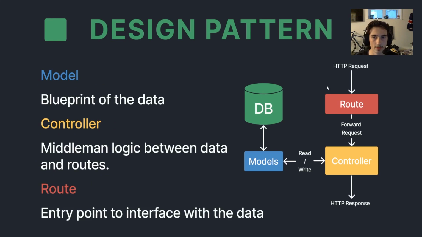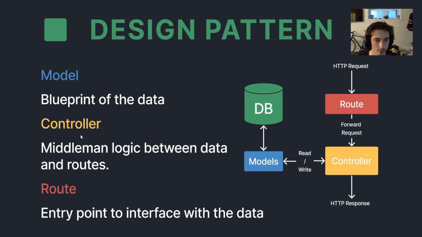So let's talk about the design pattern. This is pretty important to understand when it comes to backend design. You have the model, which is the blueprint of the data, so it basically describes what the data is going to look like. And then you have the controller, which is the middleman, the logic that explains how it's going to save things to the database. It also talks directly to the database and stuff like that. Then the route, which is what the users interface with in order to talk to our data.